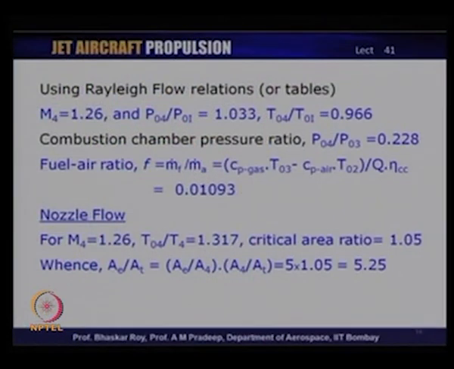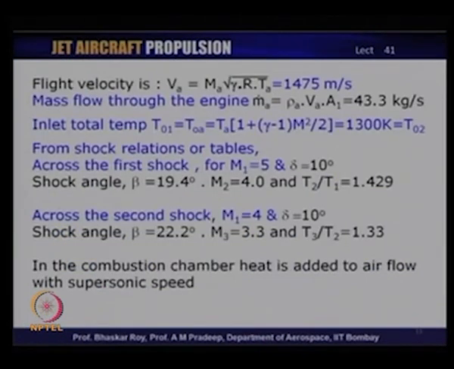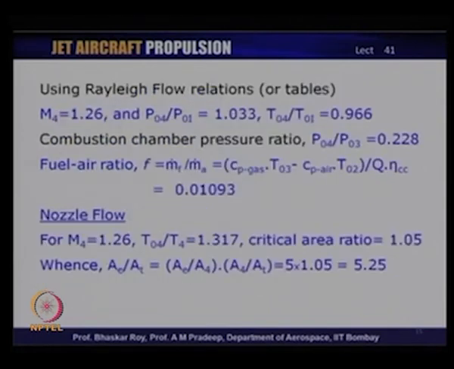So, let us do that across the combustion chamber. So, the entry Mach number that we have found from the shock relations was 3.3. The moment you have a burning of the fuel, the Mach number reduces to 1.26, because the temperature is now very high, and so even if the flow velocity remains same, the Mach number would come down. So, the Mach number is reduced to 1.26. The pressure ratio is now 1.033, and the temperature ratio is 0.966.